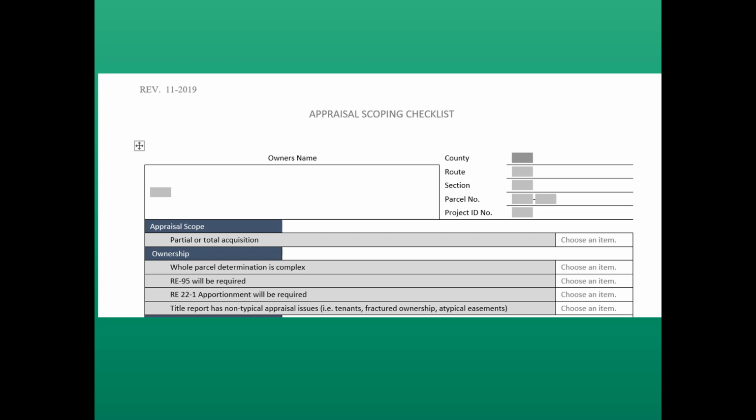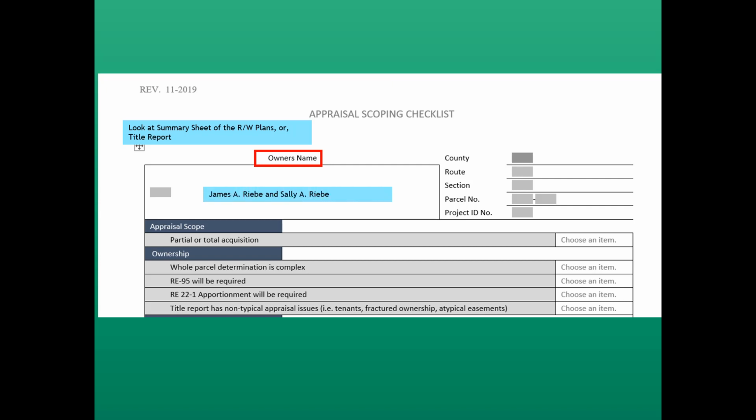All right, so now that we've got all that information, let's fill out the appraisal scoping checklist. And what we're looking at here is the top part of the scoping checklist. So the first is the owner's name. And we got the owner's name from the summary sheet of the right-of-way plans, or we could have also gotten it from the title report.